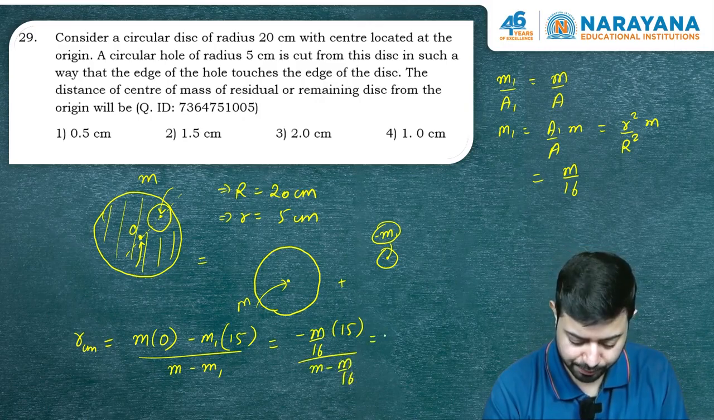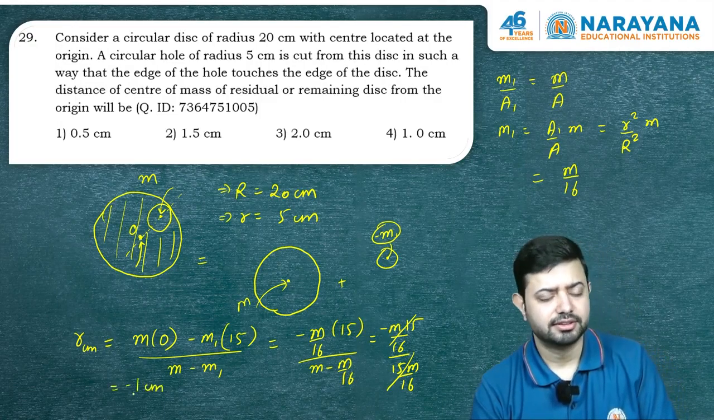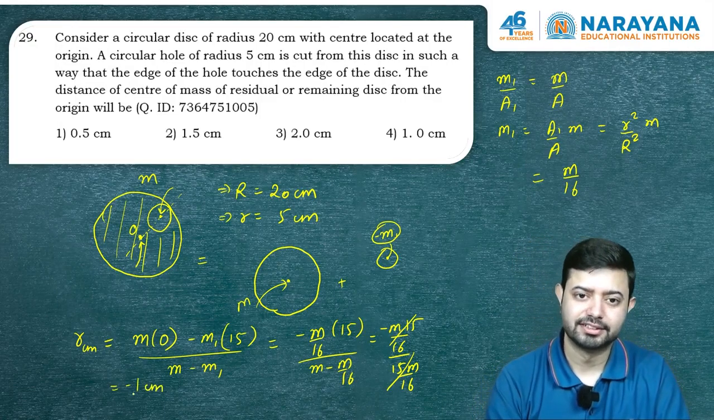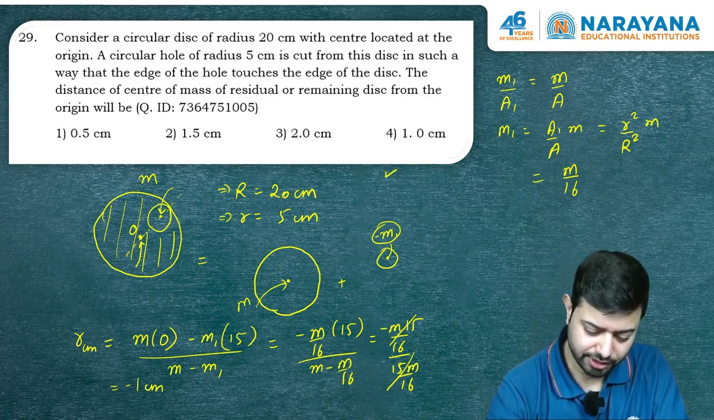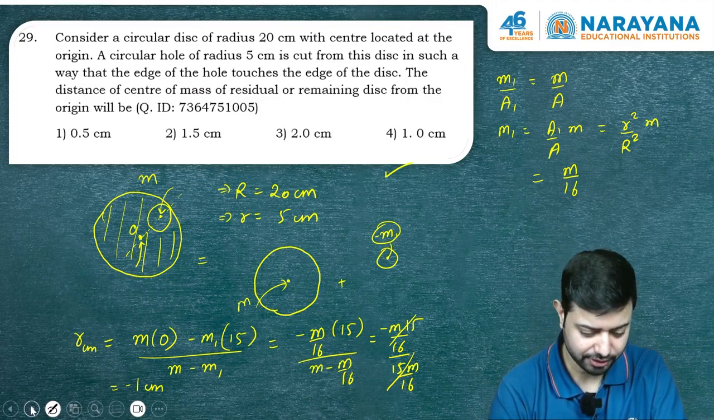So this will become minus m into 15 by 16 divided by 15 m by 16. So this is cancelled and in the end you get minus 1 centimeter, or in short you can say that it is at a distance of 1 centimeter. So which option is correct? Option number 4 it will be. Alright, so let us move to the next one.